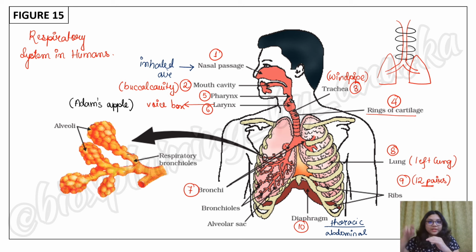During exhalation, it relaxes and goes back to the dome shape. So again, the volume decreases, right? Pressure increases inside the thoracic cavity. The air goes out through the nostrils.